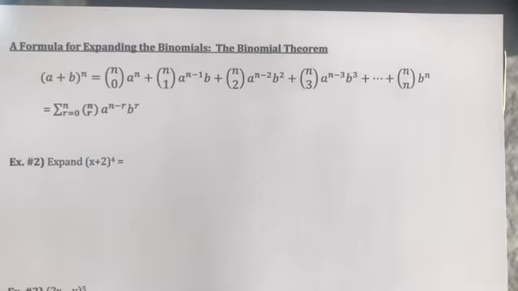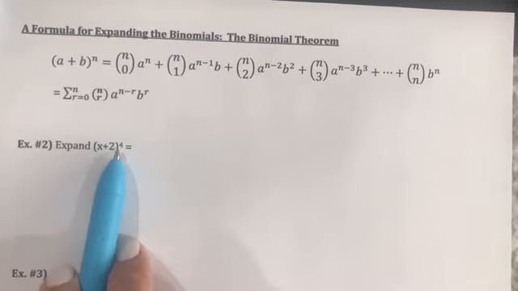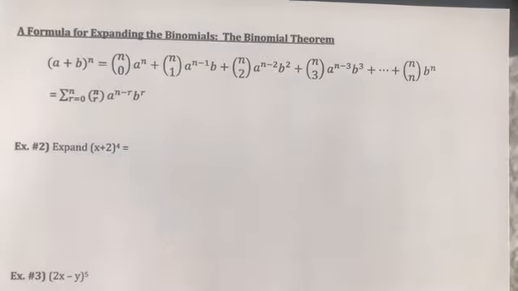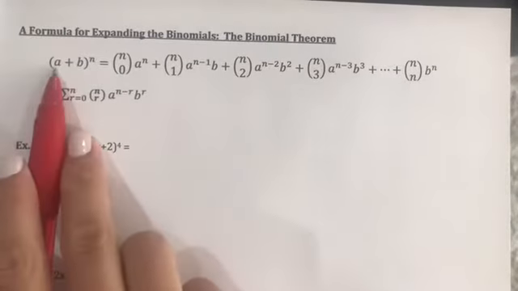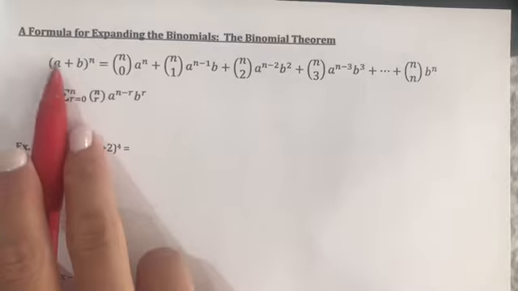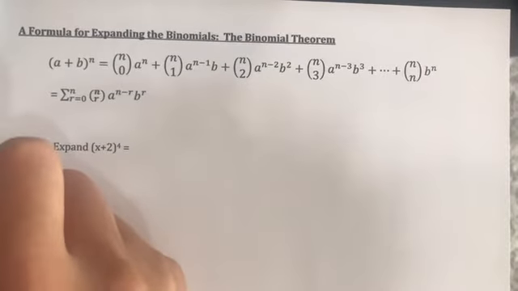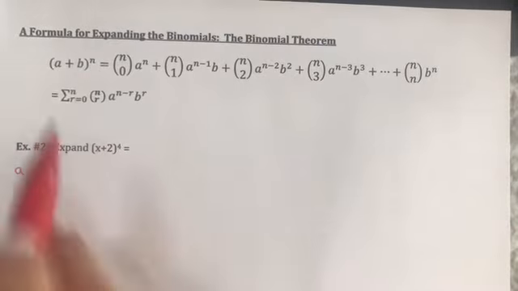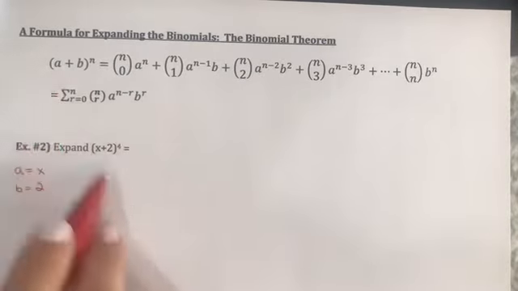Okay, so for example, we've got x plus 2 to the 4th power, okay? So let's first of all write our variables down. I know that a is going to be my first part in the parentheses, so my a is actually x. The b is 2. And the n is 4.